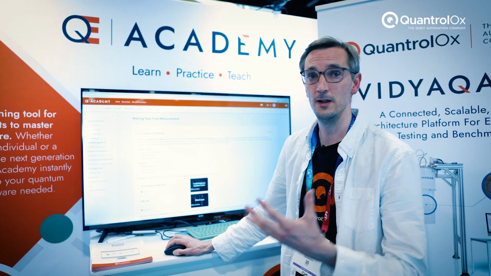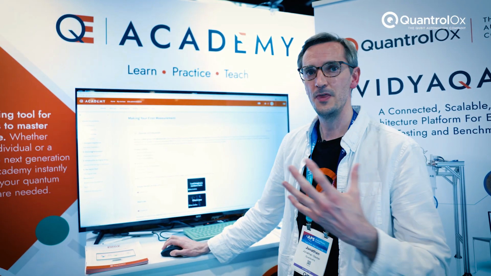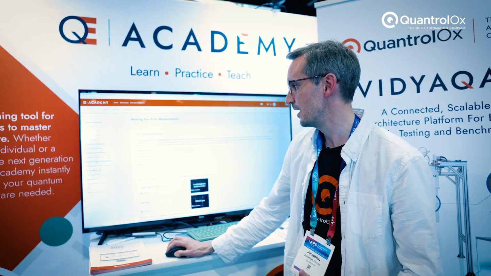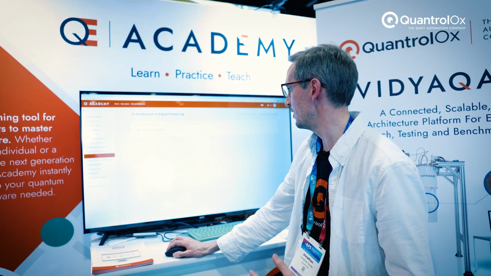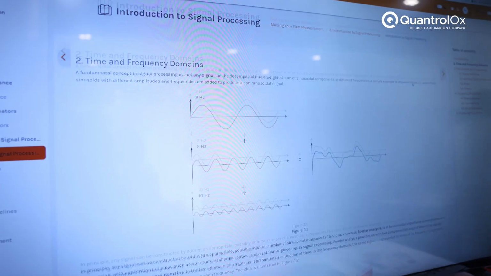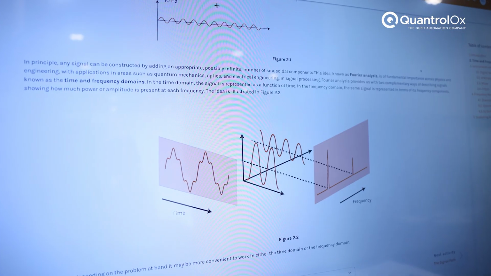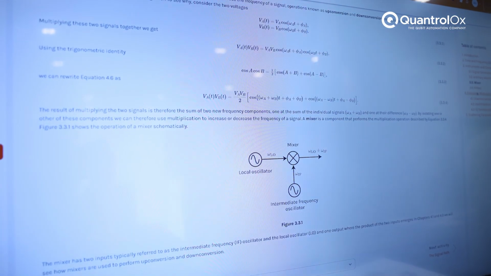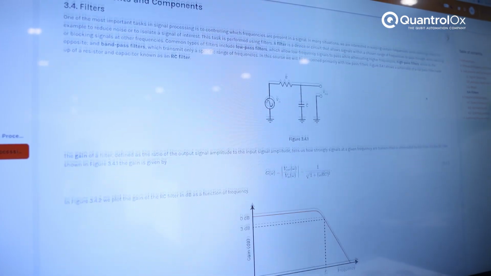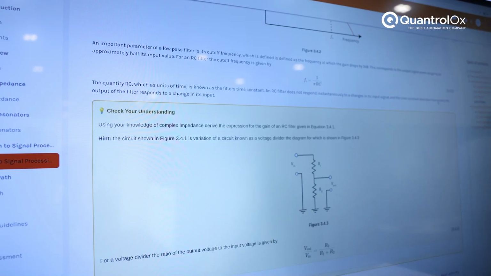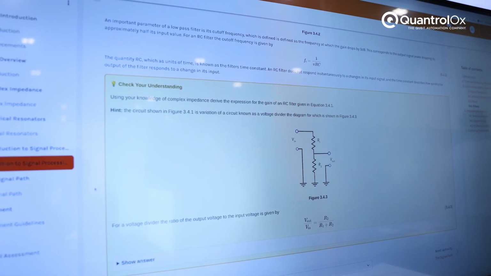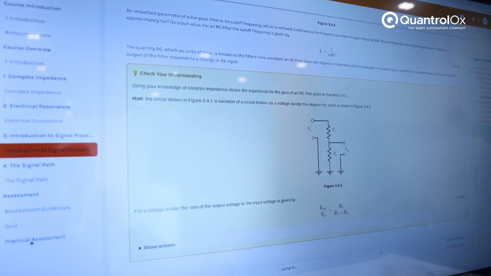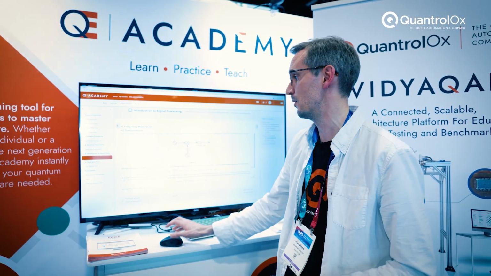For example, they'll learn about complex impedance, they'll learn about electrical resonators, and they'll have an introduction to signal processing. So they will learn, for example, about time and frequency domains. They will learn about the various components they'll be using to make the measurements, such as mixers. They'll be learning about frequency modulation, so up conversion and down conversion, IQ demodulation, everything that a student will need to perform a measurement in a quantum laboratory.